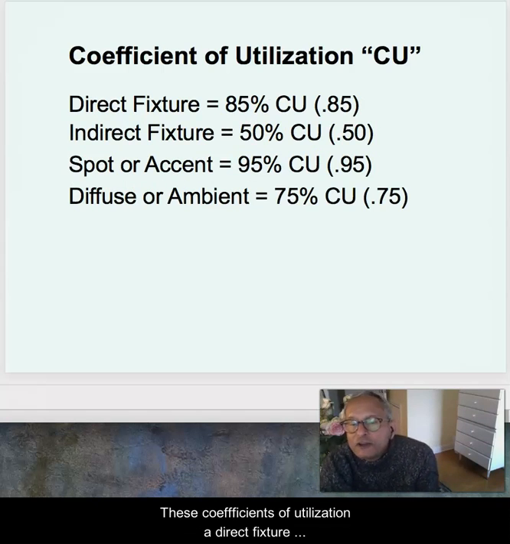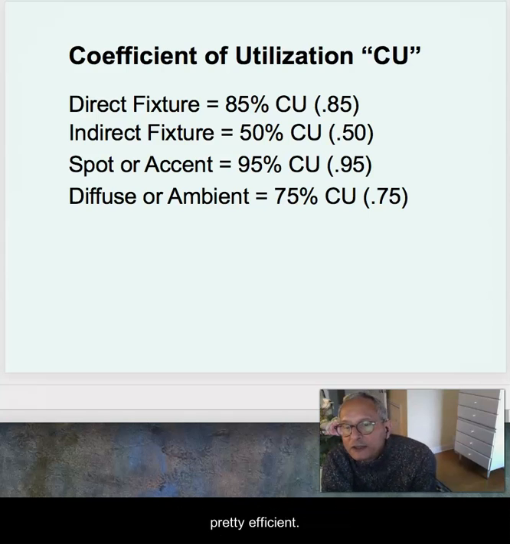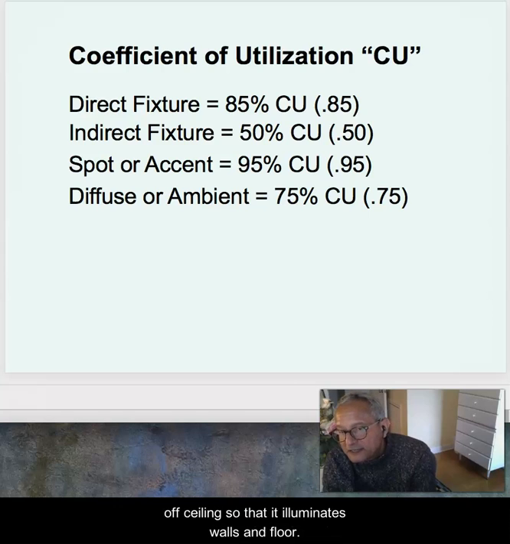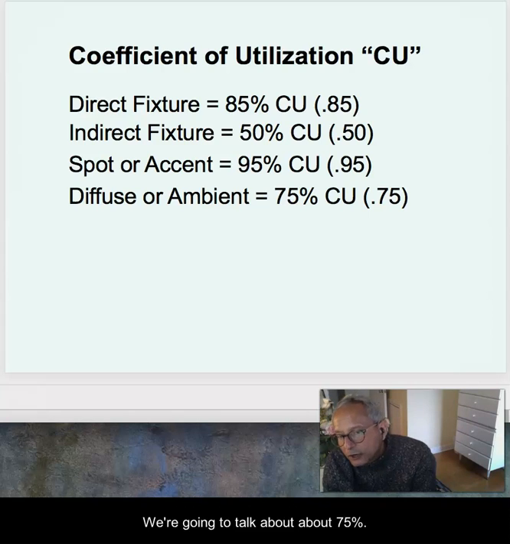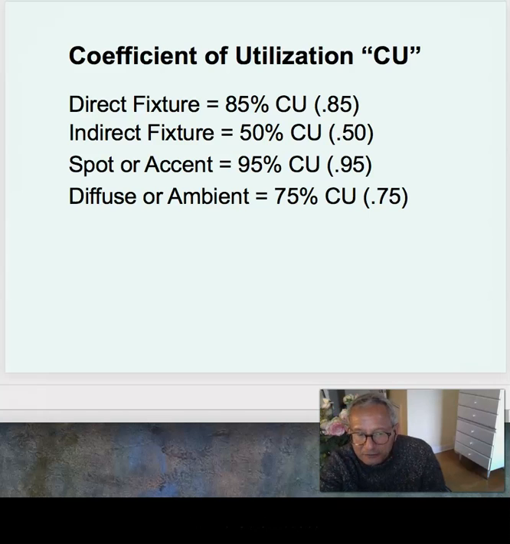So these coefficients of utilization, a direct fixture, pretty efficient, shining light directly onto the surface. An indirect fixture, not so efficient, bouncing the light off a ceiling so that it illuminates walls and a floor, 50%. A spot or accent light that's really focused on a specific surface can get up to 95%. At least that's how we'll calculate it. And then a diffuse or ambient light, like a typical fluorescent fixture, we're going to talk about 75%.